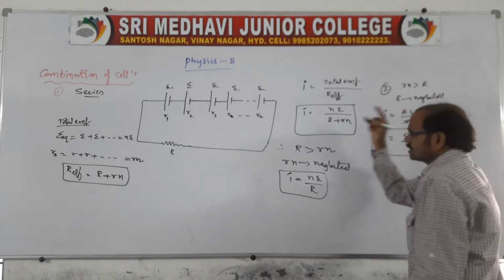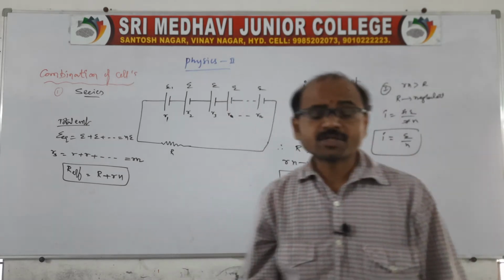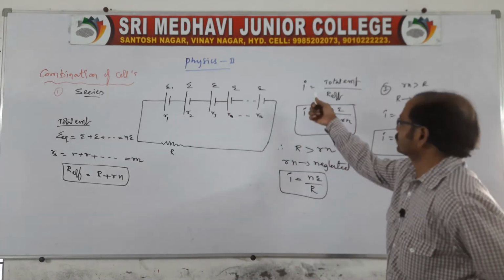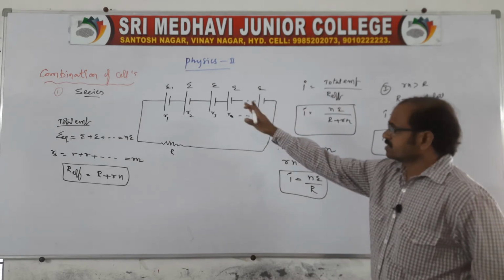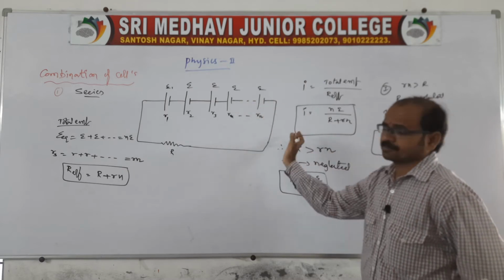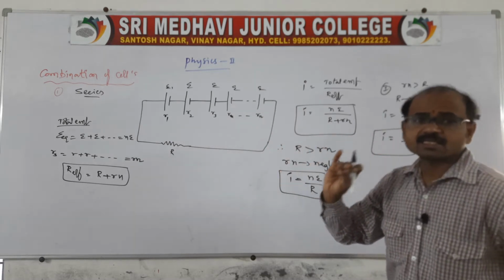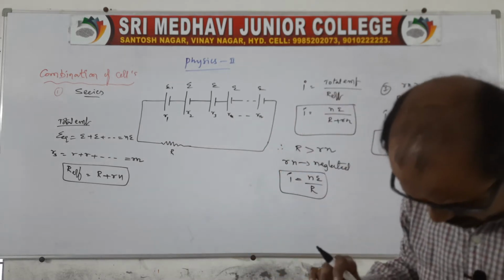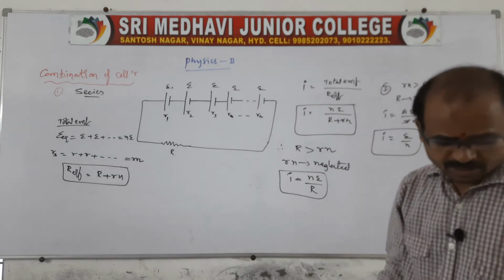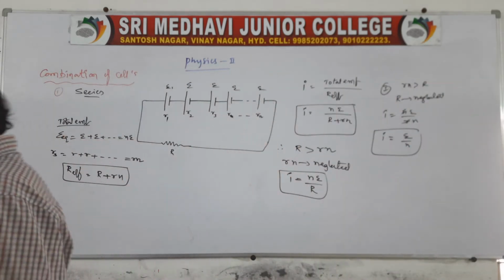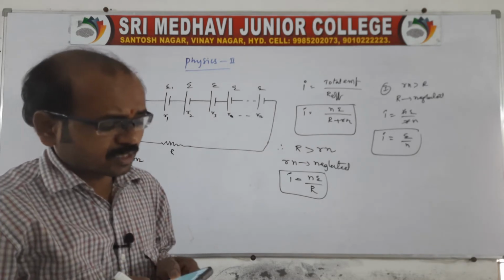So this is about a series combination. In case of a series combination, the total current is nothing but the total EMF by R effective. If a number of cells are connected one after another, as shown in the figure, we call this the series combination. Therefore the total current will be I is equal to total EMF by total resistance. In case of a series combination, we can conclude like this.